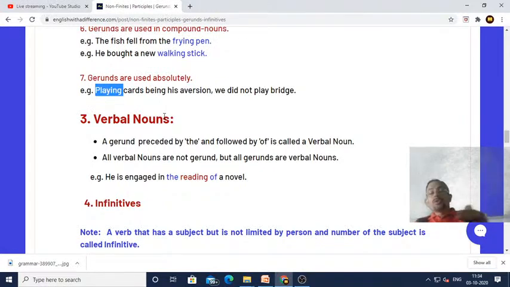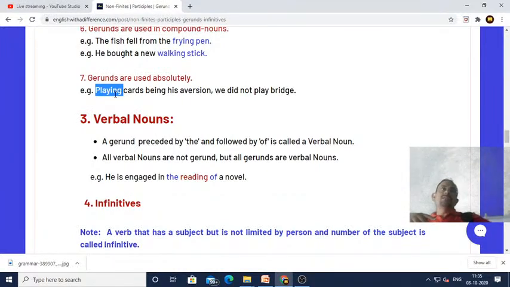So far we got that an ing word to be called a gerund should be the subject of a verb. But in rule number 7 we got that a gerund can also be used as a subject of a noun. Whenever a gerund is used as a subject of a noun, it is said to be used absolutely. For example, playing cards being his aversion, we did not play bridge. So playing is used absolutely in this sentence. How do you understand it is used absolutely in the sentence?